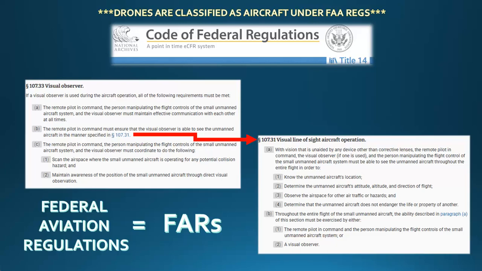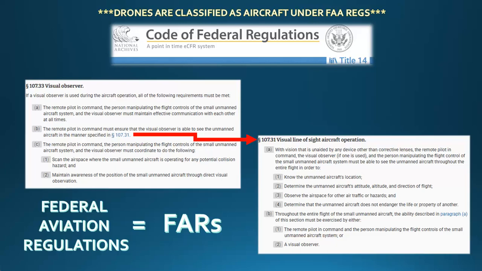And it states, A, with vision that is unaided by any device other than corrective lenses, the remote piloting command, the visual observer, if one is used, and the person manipulating the flight controls of the small unmanned aircraft system must be able to see the unmanned aircraft throughout the entire flight in order to: 1. Know the unmanned aircraft's location. 2. Determine the unmanned aircraft's attitude, altitude, and direction of flight. 3. Observe the airspace for other aircraft or hazards. And 4. Determine that the unmanned aircraft does not endanger the life or property of another.